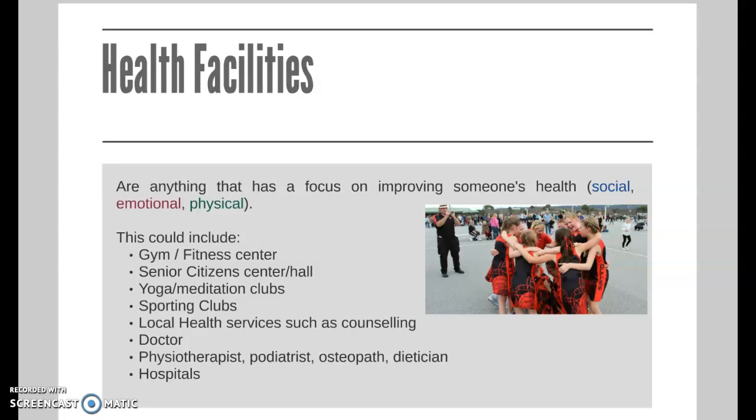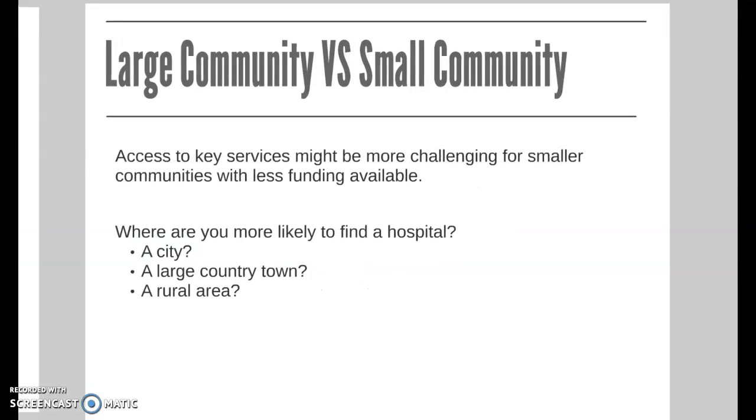And speaking of hospitals, when we look at things such as large communities versus small communities, there's a concern about access to key services. For example, where are you more likely to find a hospital? A city, a large country town, or a rural area? This is all to do with funding and can be sometimes a bit of a concern in regards to community health.